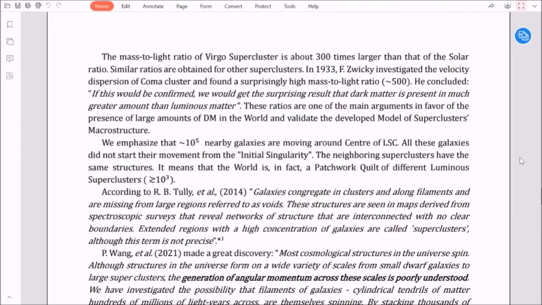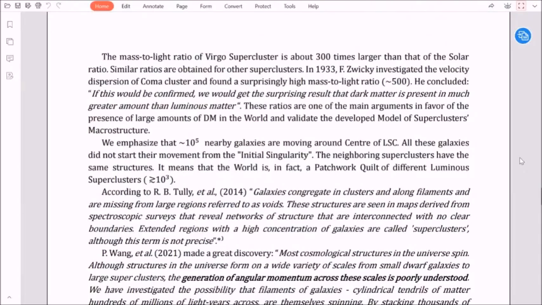We emphasize that about 100,000 nearby galaxies are moving around the center of the Laniakea supercluster. All these galaxies did not start their movement from the initial singularity. The neighboring superclusters have the same structure. It means that the world is in fact a patchwork quilt of different luminous superclusters.